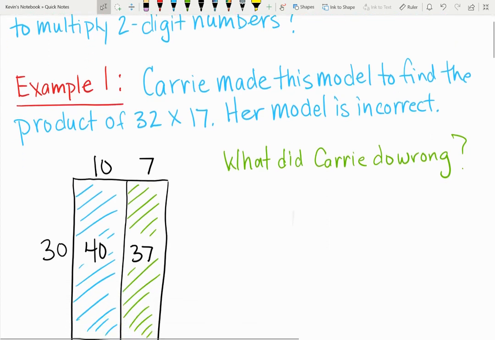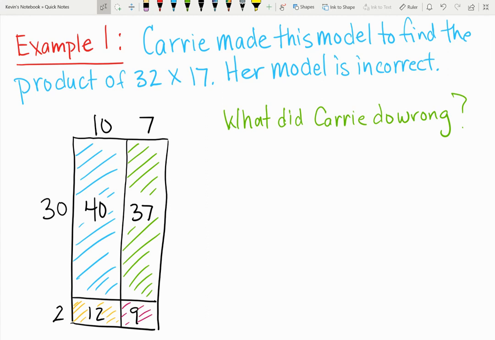All right, let's look at example 1. Carrie made this model to find the product of 32 times 17. Her model is incorrect, and we need to find out, what did Carrie do wrong? So what did she do wrong?